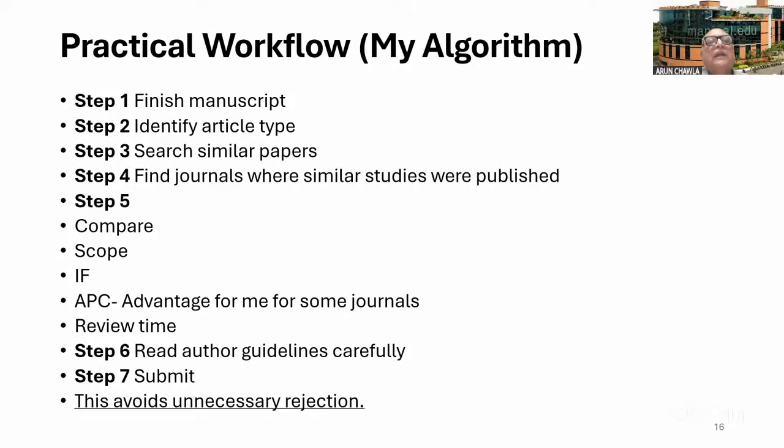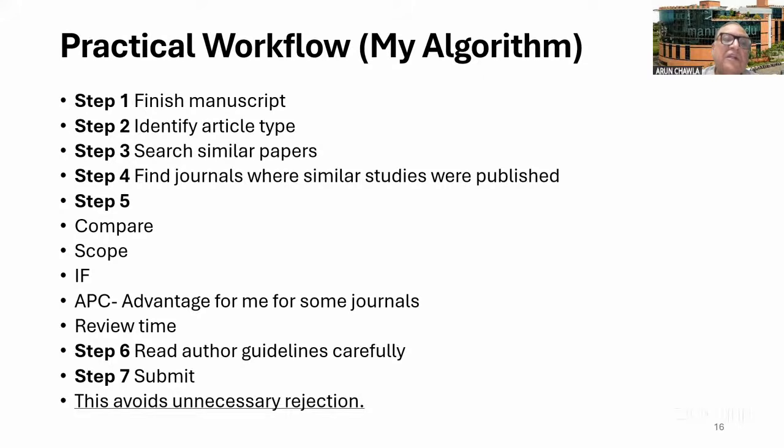If I have done a study, I get my manuscript finished with the help of the resident who has done the work. I'll see what the article type is, whether it is a randomized study or a prospective observational study. Then I'll look at similar papers published, and I'll see which journals have published these types of studies. Then I'll compare my work with the other works, whether the other people who have published their work were better than mine, and what is the scope of the journal impact factor.